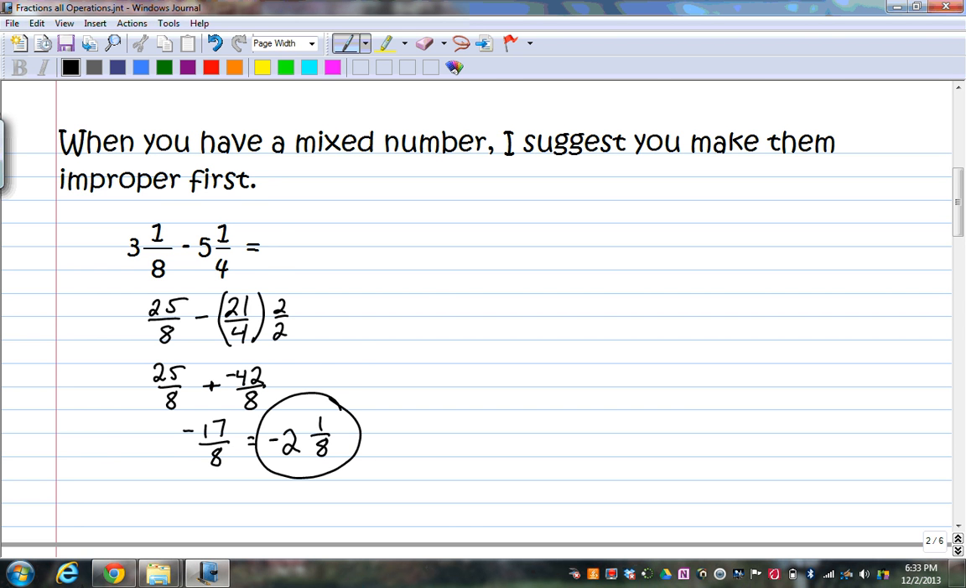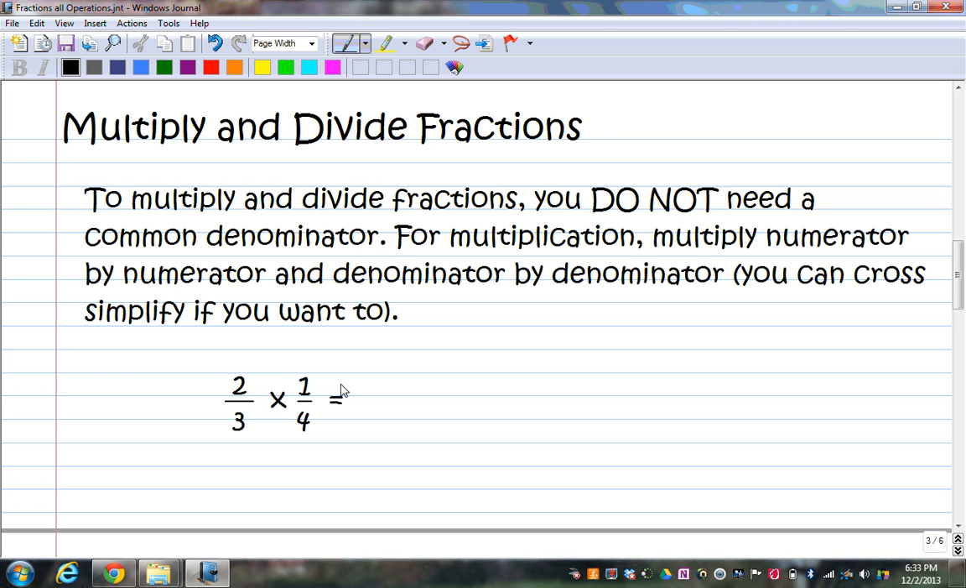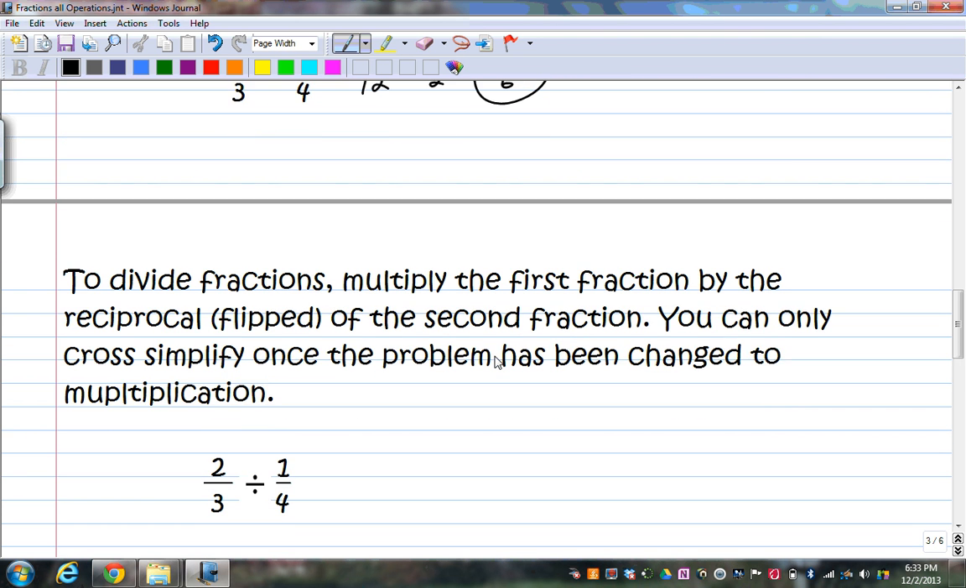Now let's multiply and divide fractions. To multiply and divide fractions, you do not need a common denominator. If you did, it wouldn't hurt anything, though. For multiplication, you multiply numerator by numerator, denominator by denominator. You can cross simplify if you want to. So here, it's easy enough just to do 2 times 1 is 2, over 3 times 4 is 12. This can be reduced by dividing top and bottom by 2, pulling that common factor out, and you get 1/6 as your answer.